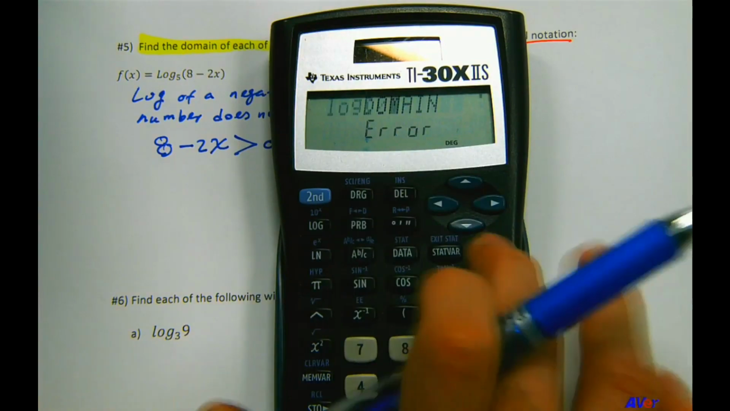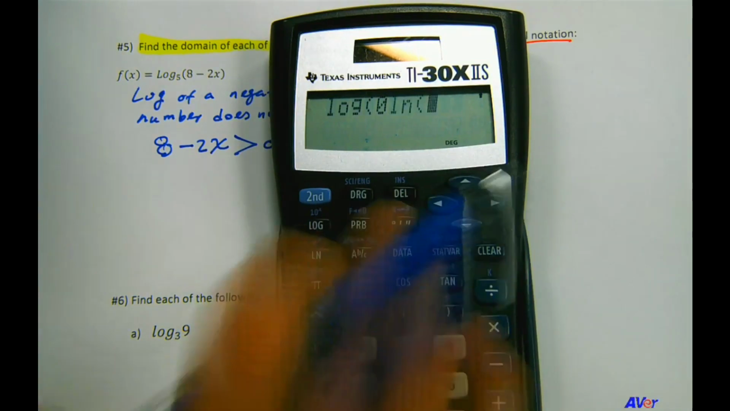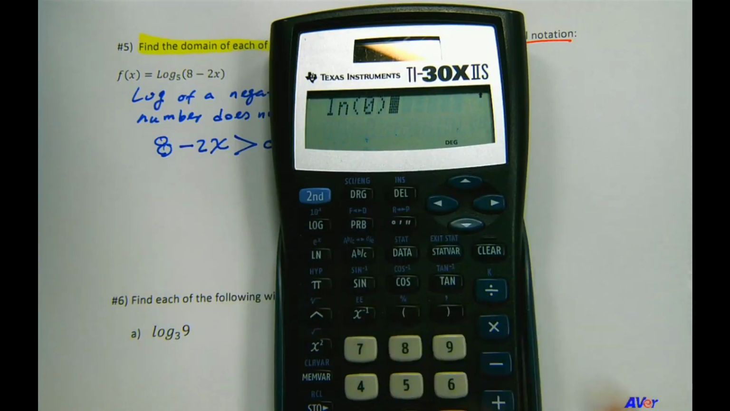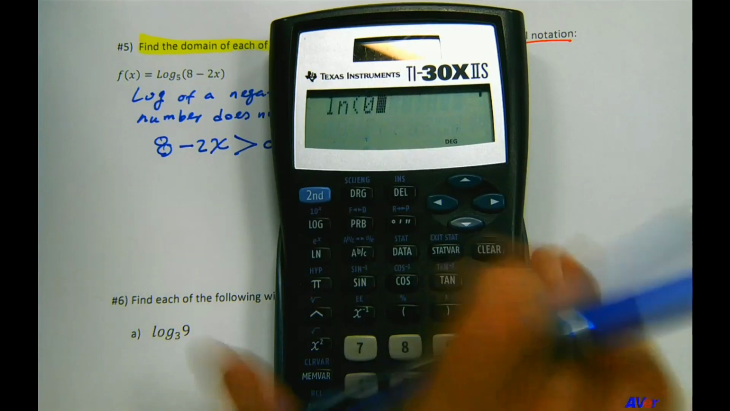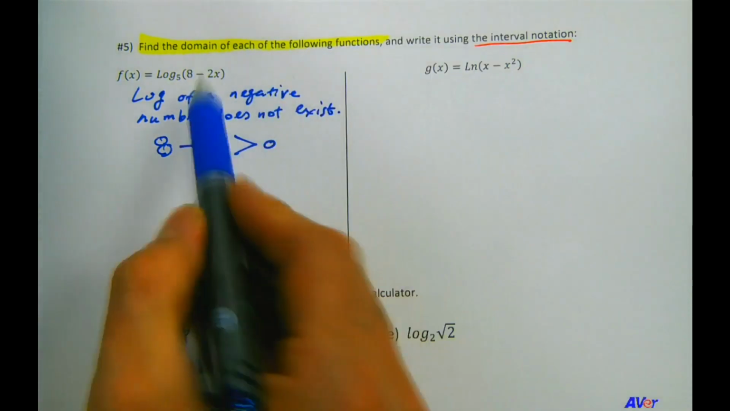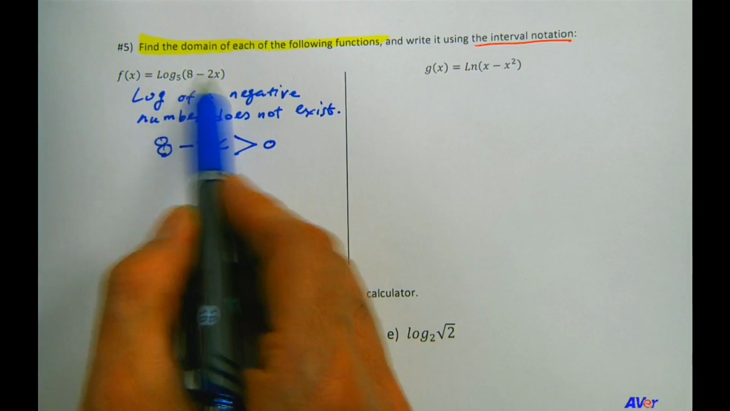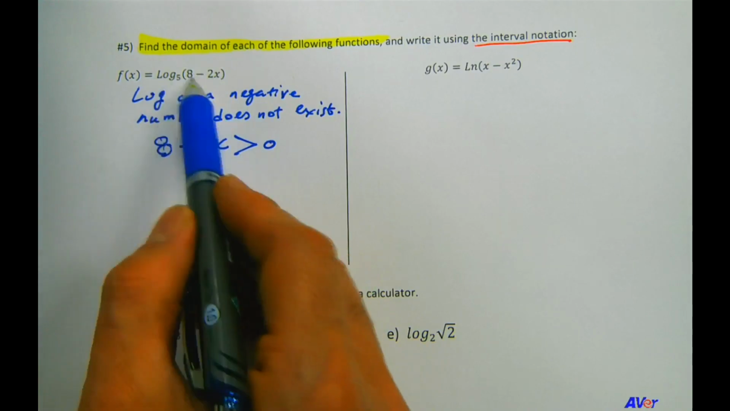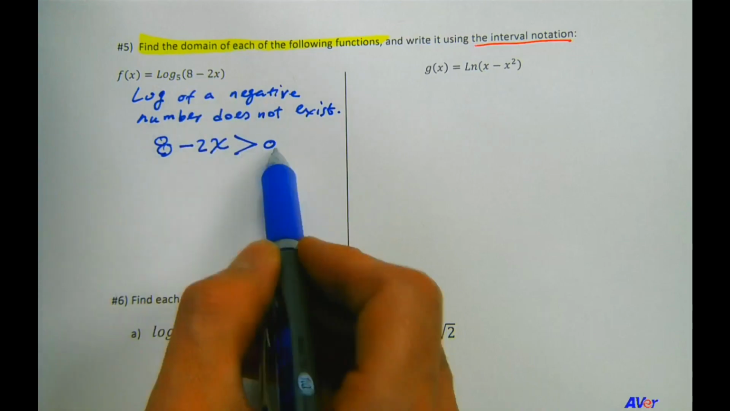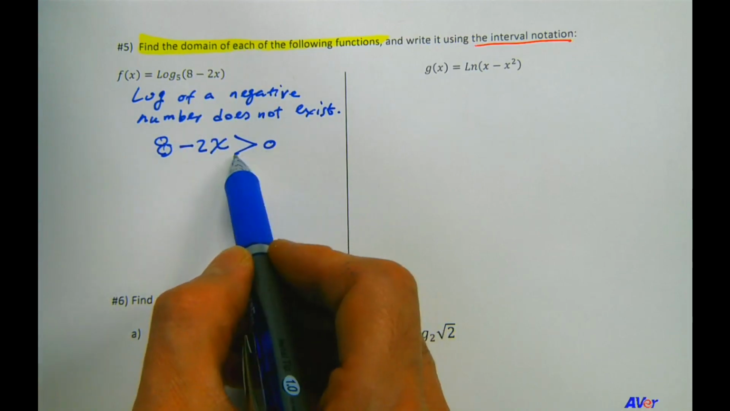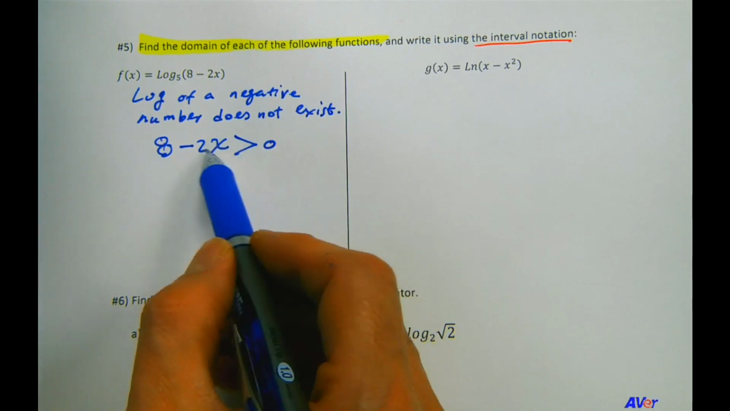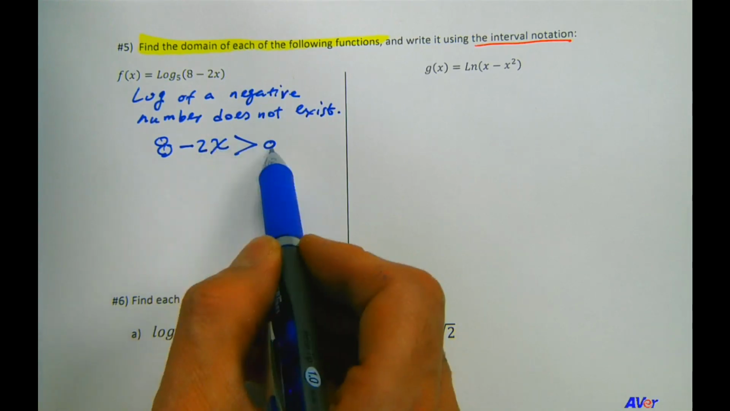You see that? And let me do the same thing with natural log. Natural log of 0. Again, it's domain error. So that means this argument, 8 minus 2x, is called the argument of this function. 8 minus 2x must be something positive. It cannot be 0. It cannot be less than 0.